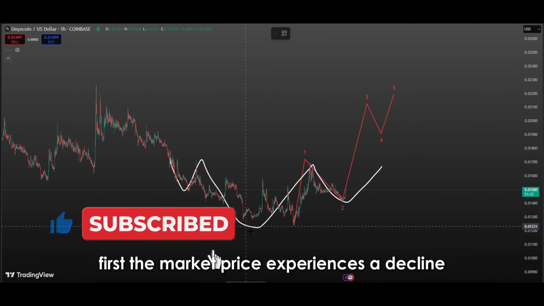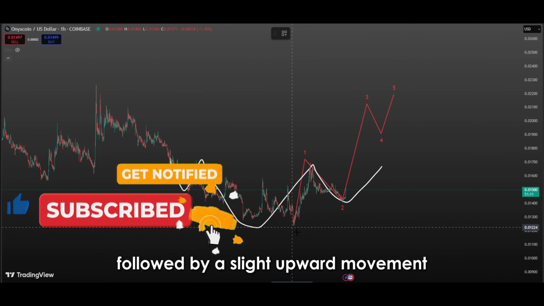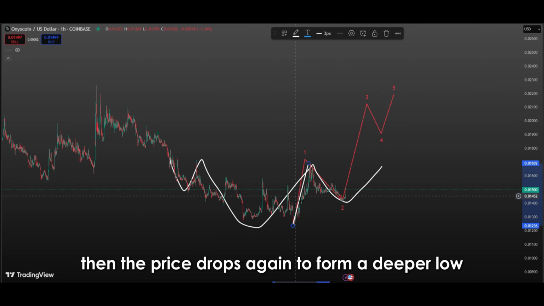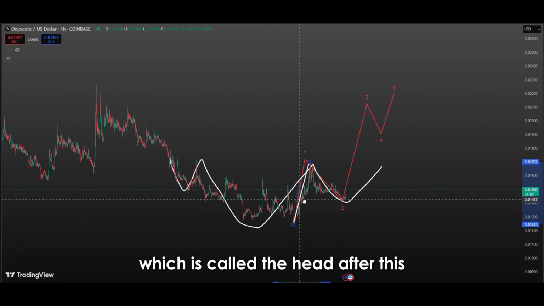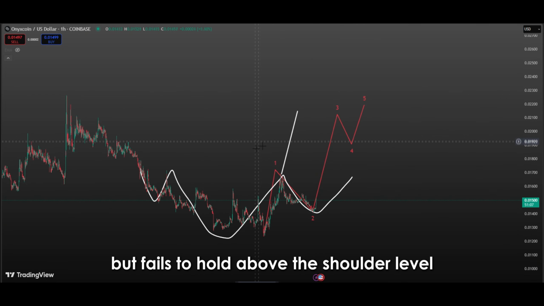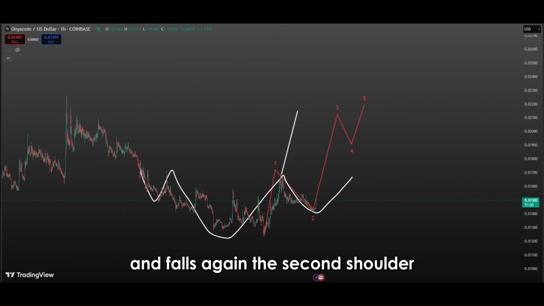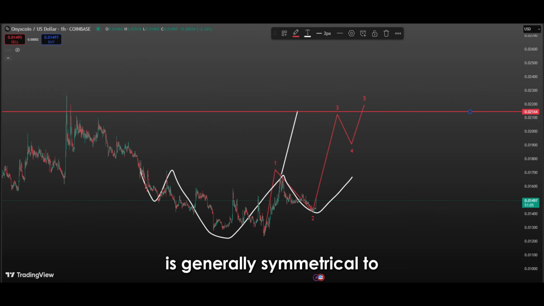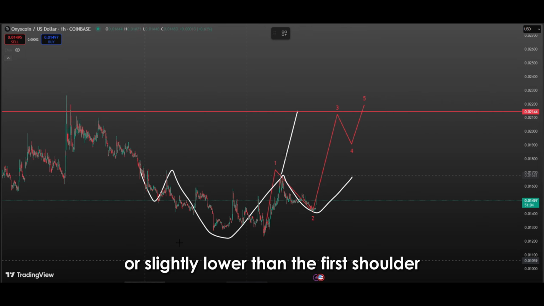First, the market price experiences a decline, followed by a slight upward movement encountering short-term resistance. Then, the price drops again to form a deeper low, which is called the head. After this, the price rises once more but fails to hold above the shoulder level and falls again. The second shoulder, which forms at this stage, is generally symmetrical to or slightly lower than the first shoulder.